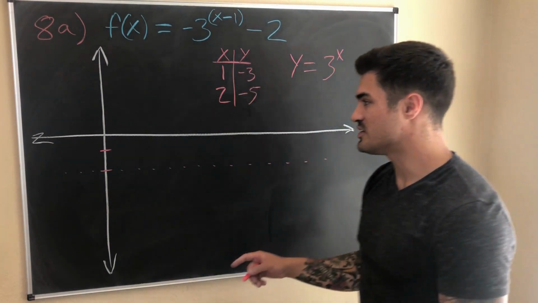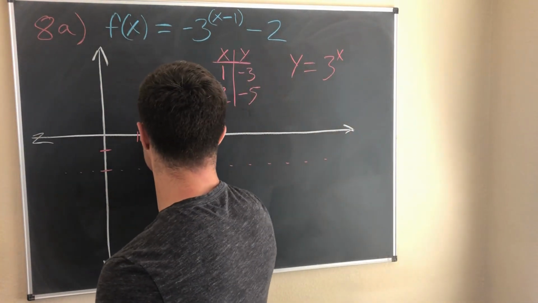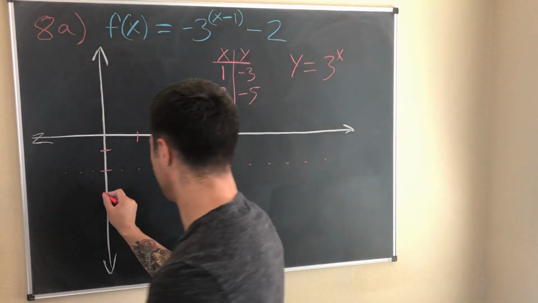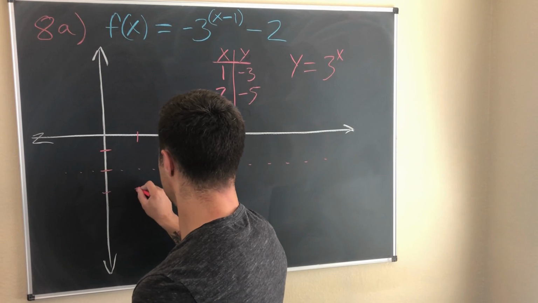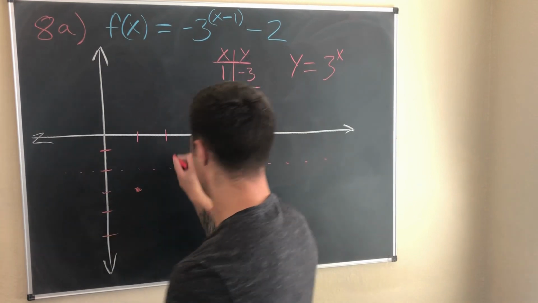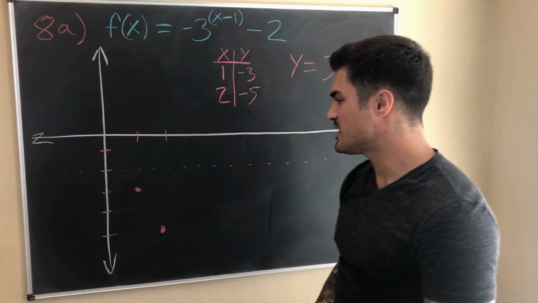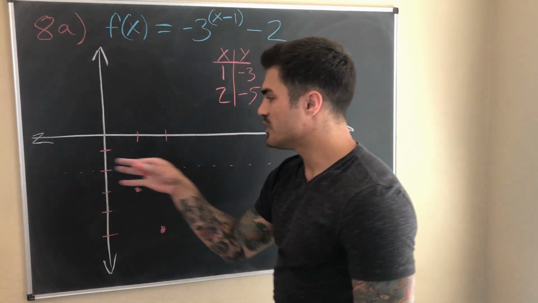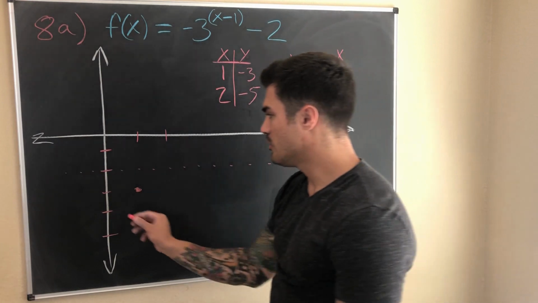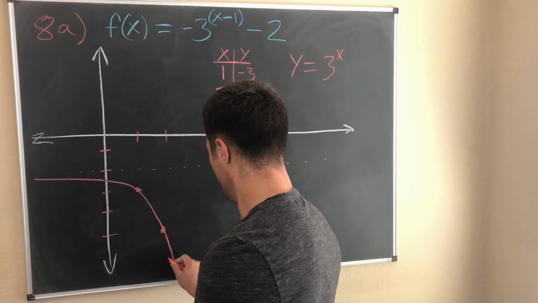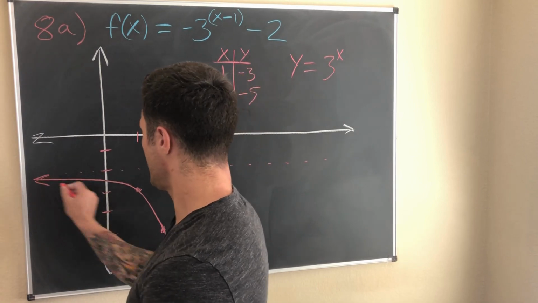Now we have 2 points. This is really good for us because we can plot these 2 points. Here at 1, we're at -3, and at 2, we're at -5. So -3 here, -5 here. It looks something like this. This is, again, a rough sketch. And we know that as we head toward negative infinity, we head toward this horizontal asymptote. So this is a pretty good sketch of our graph.